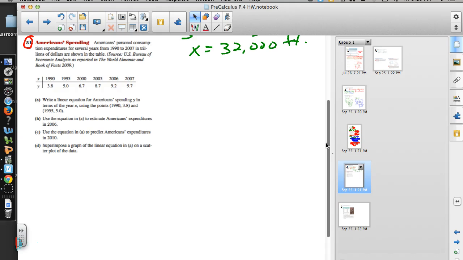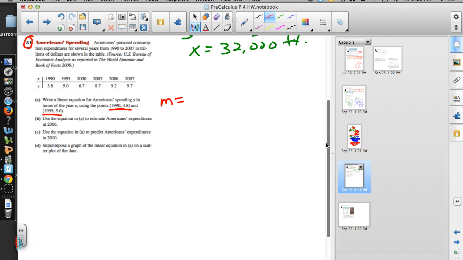A says write a linear equation for American spending Y in terms of the year X using these 2 points. We already talked in class about the example they gave us. That is just not a good idea, especially to use those 2 bottom left points. Very bad plan, but we're going to do it anyway. So they asked us to, that's what we do.